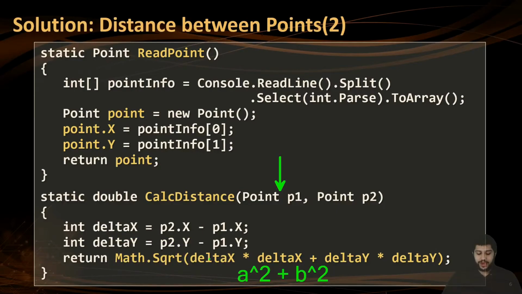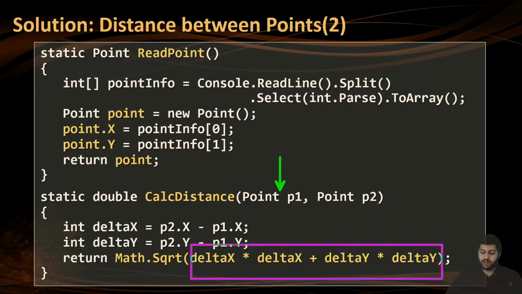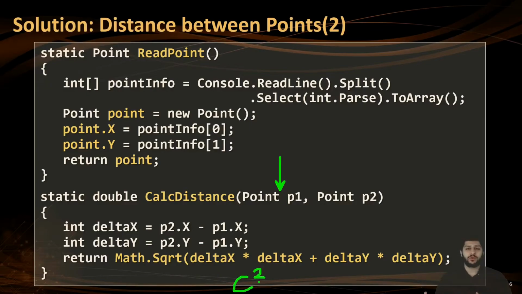Finally, we take the square root of this expression. Why? Because, as I said, the expression inside gives us C squared, or the distance between the vectors squared. And we need just the single one, so we square root it. Okay? And we get the actual distance between two vectors, or two points. And point and vector is the same thing, pretty much.